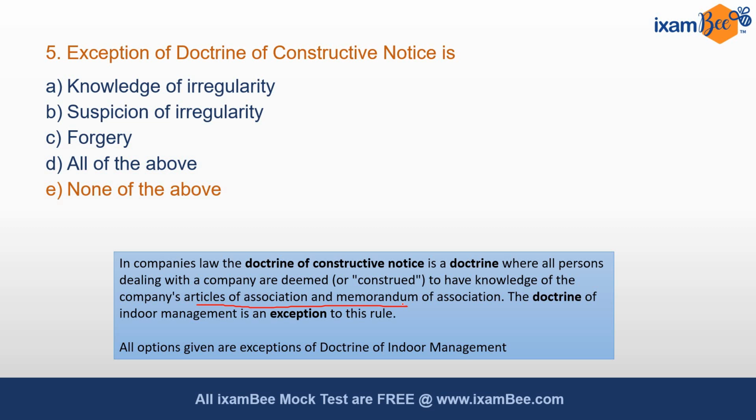The doctrine of indoor management is an exception to this rule. So what is doctrine of indoor management? That means the persons dealing with the company cannot know what happens inside the doors of a company, and it is not even in their concern or ability to get it checked or confirmed. So the doctrine of indoor management protects the outside people from any wrong or fraudulent act which is done by the company. So all the options given above, option A, knowledge of irregularity, suspicion of irregularity, or forgery, they are the exceptions of doctrine of indoor management.